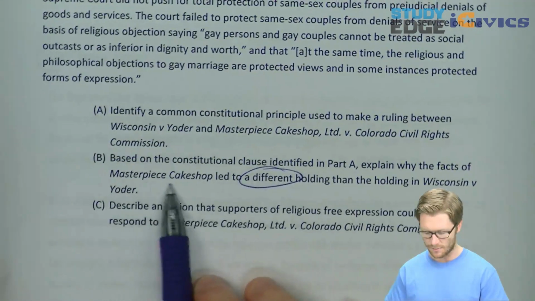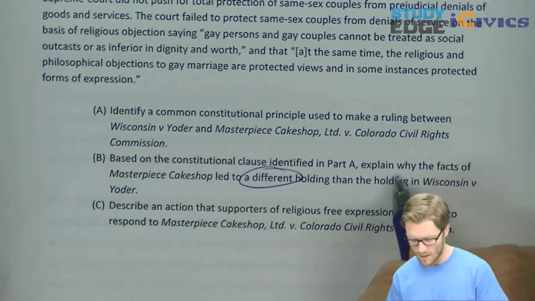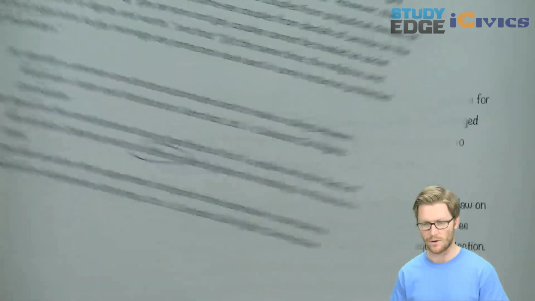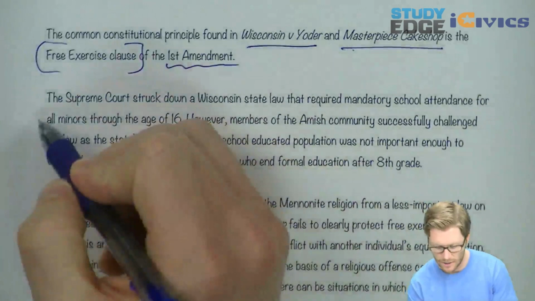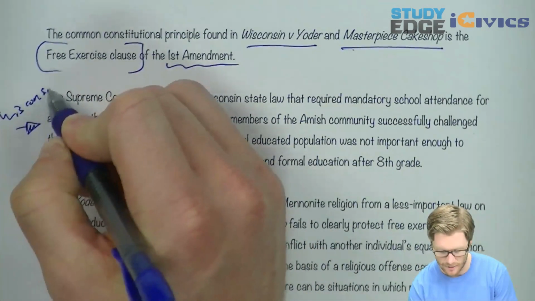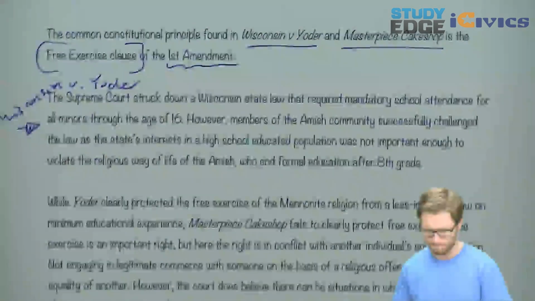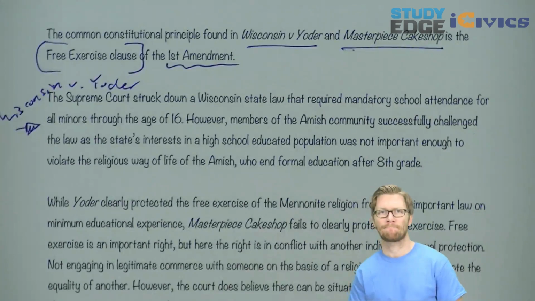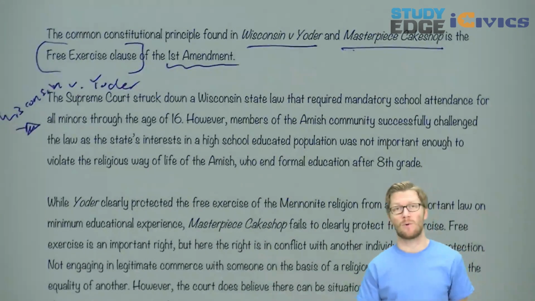So here, again, just relating it back, based on the constitutional clause identified in Part A, explain why the facts of Masterpiece Cakeshop led to a different holding than those in Wisconsin v. Yoder. So here we are explaining the facts of Wisconsin v. Yoder to give a clear understanding that we see how that relates to free exercise. So you might even want to identify that this is what we're discussing in Wisconsin v. Yoder.